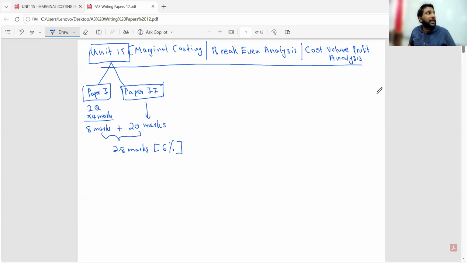Fine. So, quickly write down this heading, people. Write all three names. Unit 15. Quickly write all three names.